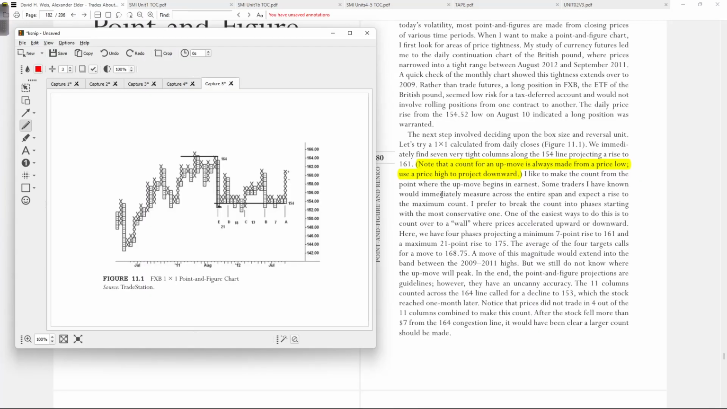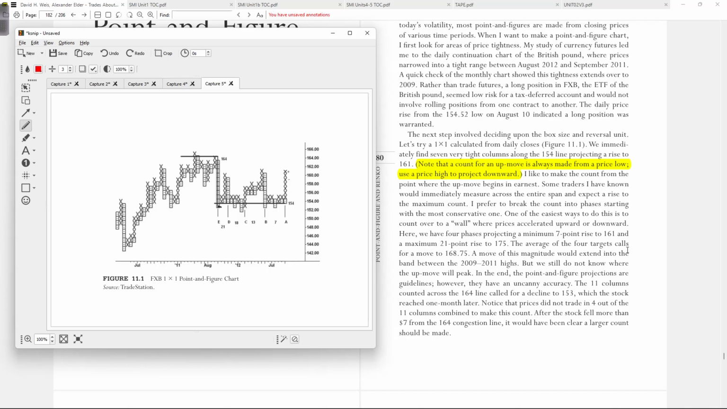I like to make the count from the point where the up move begins in earnest. Some traders I have known would immediately measure across the entire span and expect a rise to the maximum count. I prefer to break the count into phases, starting with the most conservative one. One of the easiest ways to do this is to count over a wall where prices accelerated upward or downward.